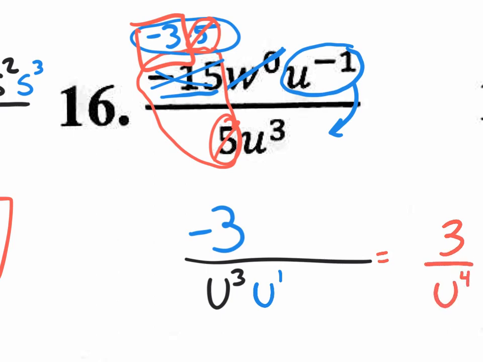Now, I know I said negative 3 and I wrote it as positive 3. I want to take that negative 3 and instead of putting it up here, I'm going to put it right in the middle of the fraction, in the middle of my answer. So I want to put the negative right here. So there's my final answer, the nicest way it could look. Negative 3 over u to the 4th.